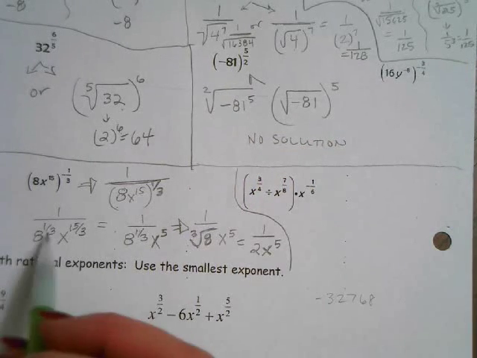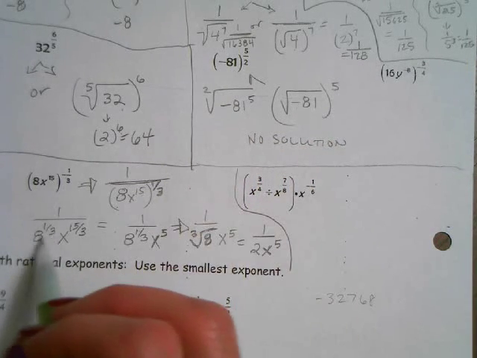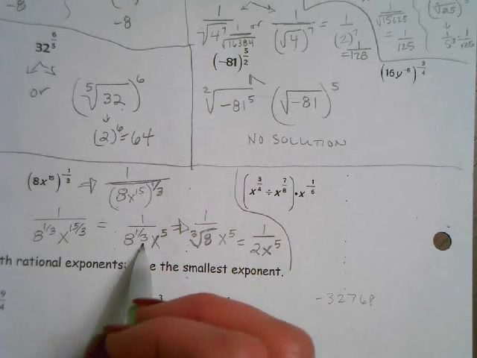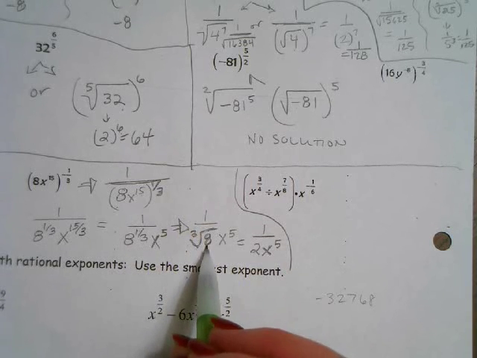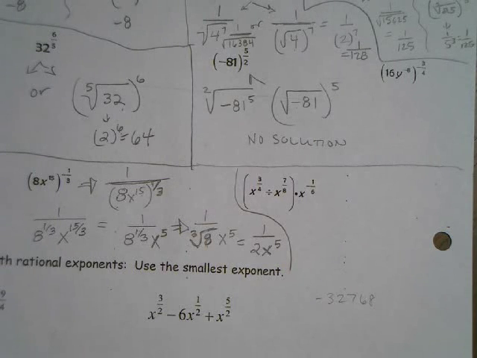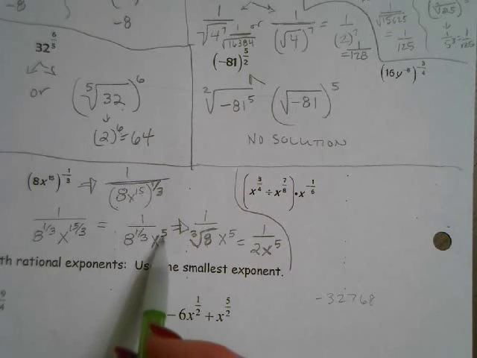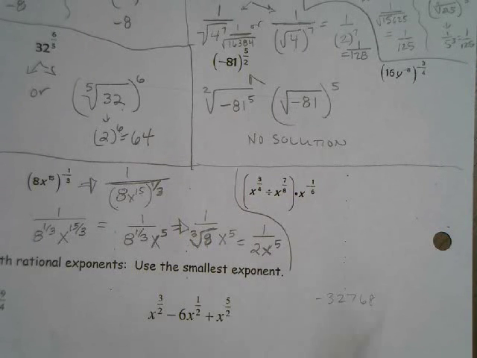Okay, so only the 8 to the 1/3, because it is a fraction, does it get changed into the radical expression. And then you want to simplify as best you can, because 15 divided by 3 here becomes 5. That is no longer a radical expression.